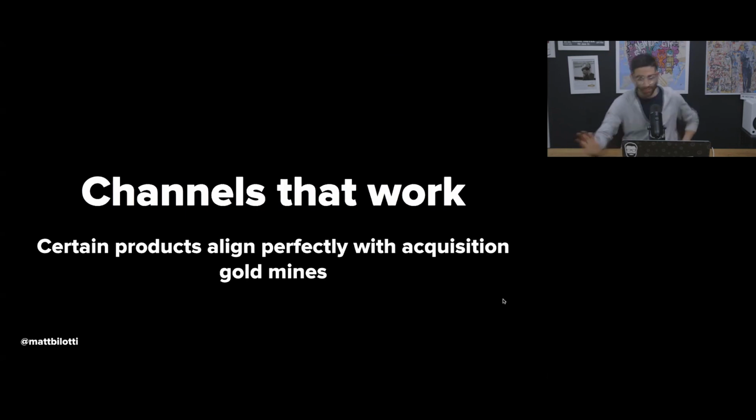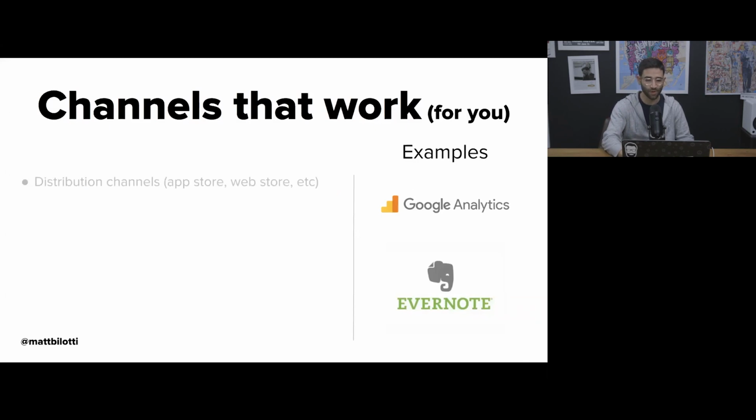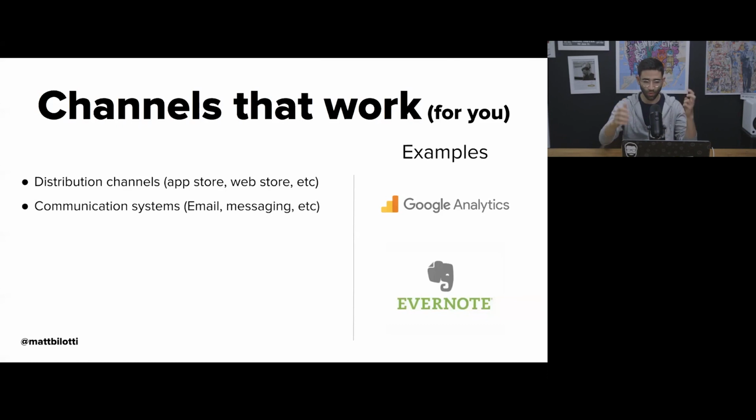All right, this one is, I feel like, generally overlooked. There are certain products that align really, really well with certain acquisition channels. And if you could find the right channel for your product, and then you build your product around that channel, you can have a really great opportunity to get tons and tons of downloads, installs, signups, whatever it might be. So let's talk through what I mean by that. Some of these could be distribution channels, like your typical ones, like the App Store, the Chrome Web Store, any type of store, right?